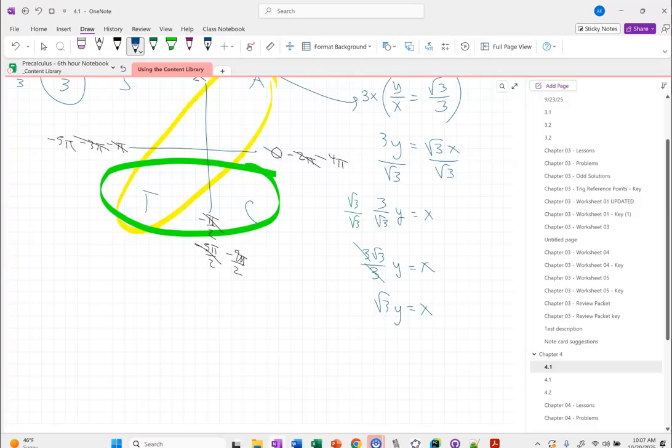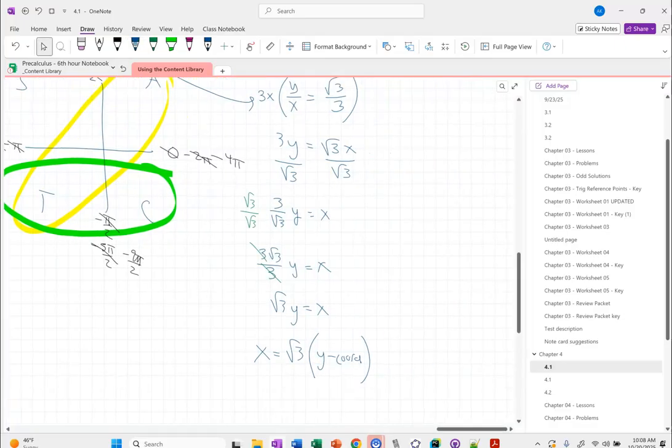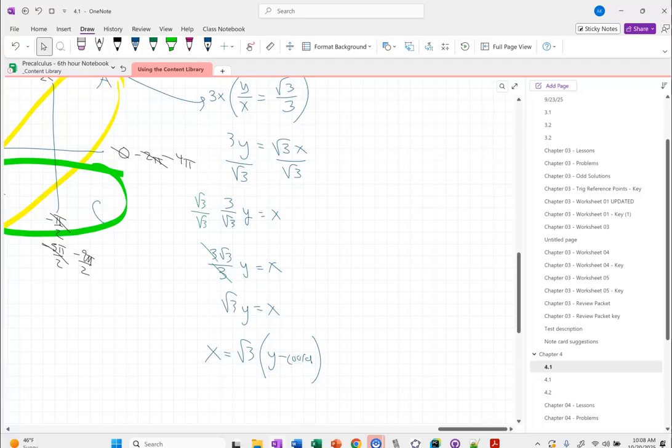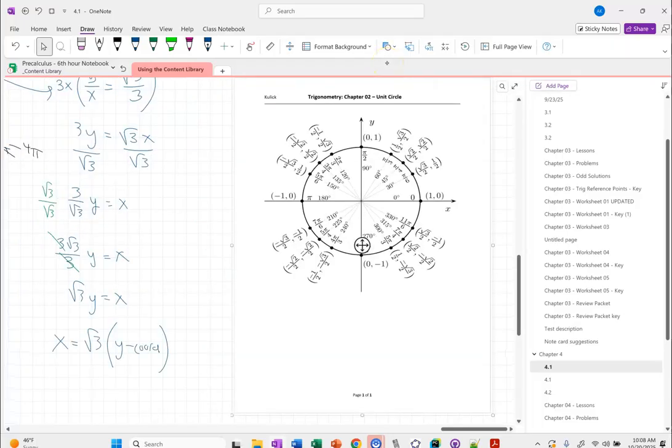I'm looking for the spot on the unit circle where the x-coordinate is square root 3 times the y-coordinate. So what does the x-coordinate gotta have in it? A square root 3. I mean, that shouldn't have been too much of a stretch, right? Because it's square root 3 times something. So that's where we're gonna look. Everybody ready? Let's pop that in there.